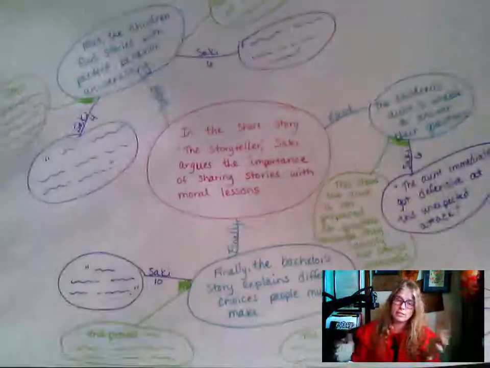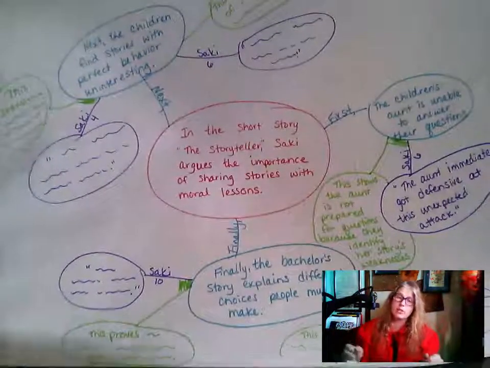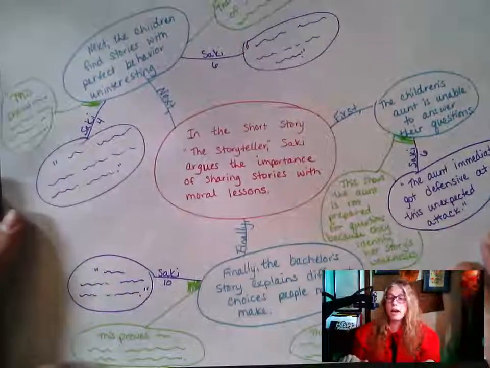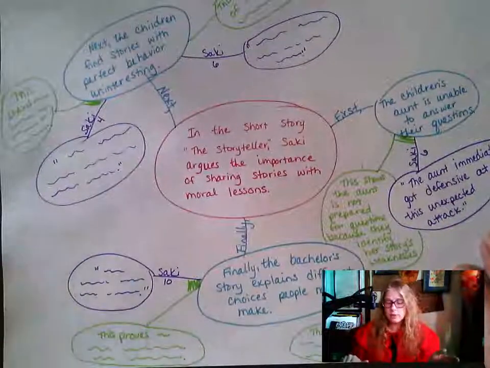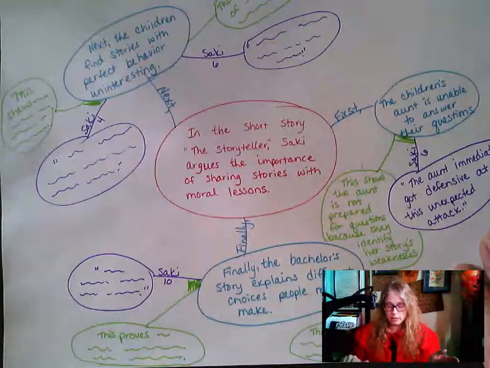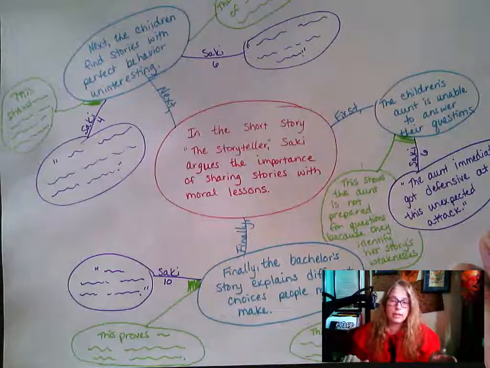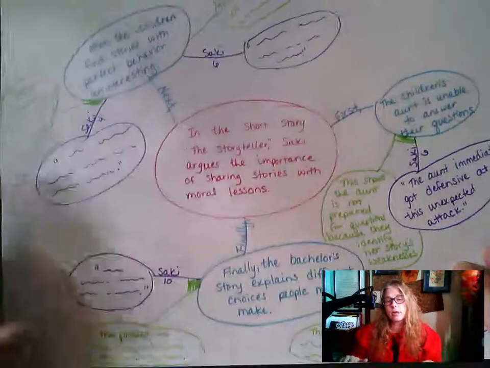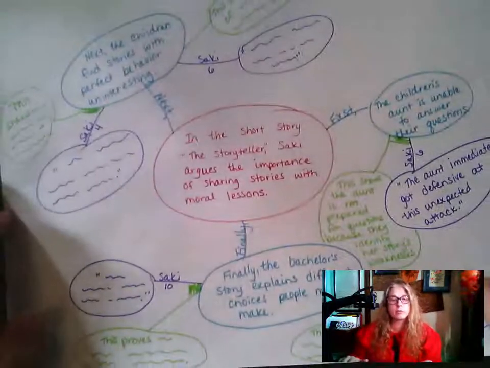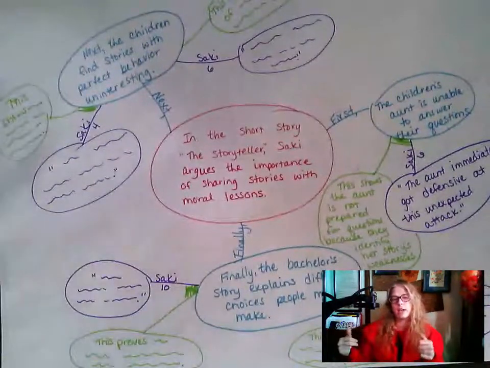And now, since it's a month later, you may have to reread it to make sure that you know what you're doing. But I have a red idea again. In the short story, The Storyteller, Saki argues the importance of sharing stories with moral lessons. In this story, you have a couple of different characters sharing stories with children, and then you can see how the children react to those stories.